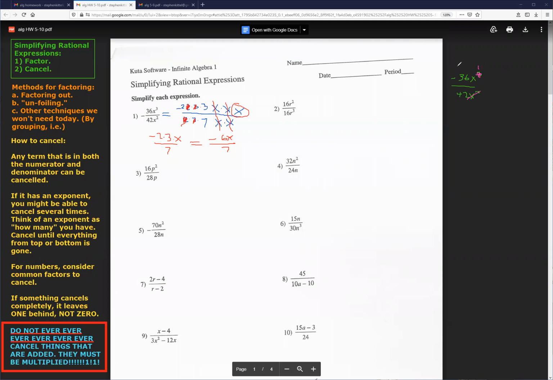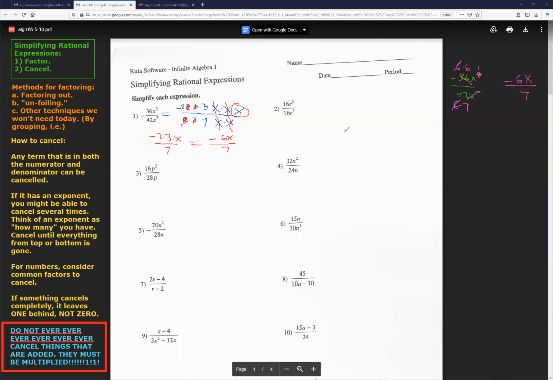And 36 is 6 times 6, 42 is 6 times 7. Let's cancel a 6 because that is the largest common factor. And then we look at what's left. Well, we've got a negative 6x on top and we've got a 7 on the bottom, and we're done. And that is typically how I would approach a question like this.